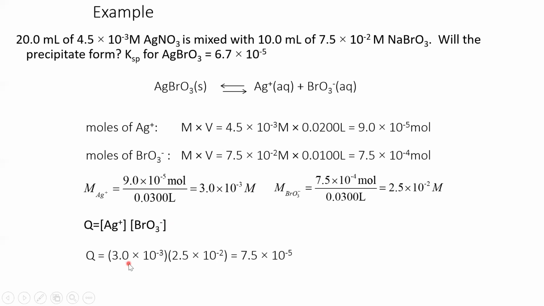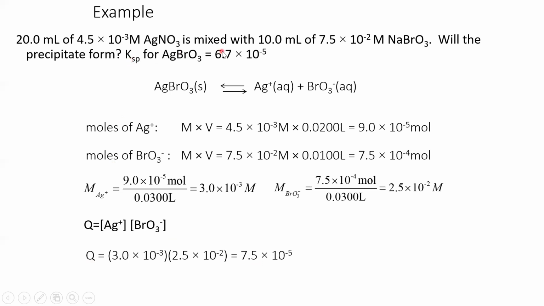So 3.0 times 10 to the minus 3 times 2.5 times 10 to the minus 2 tells us that Q, the product of the ions that are in the solution, is 7.5 times 10 to the minus 5. That's our Q value. All right, now the last thing. Let's compare it to K and see whether a precipitate forms.